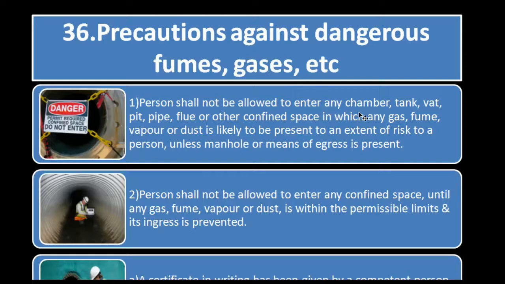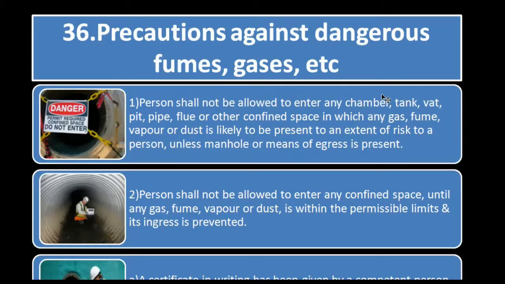So we'll go through these confined spaces. First one is chamber. For example, an ETP or STP chamber or a sewerage chamber, wherein for maintenance purposes a person might have to go inside. Even after cleaning the chamber there are chances that gases might be present. So a manhole or a means of egress should be provided so that a person can come out immediately.